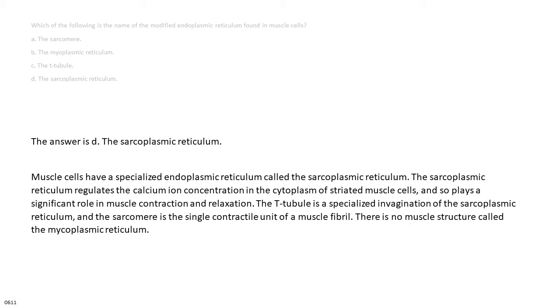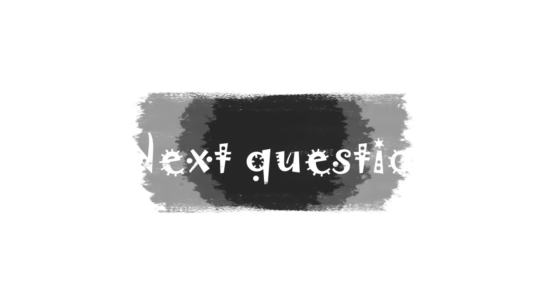The T-tubule is a specialized invagination of the sarcolemma, and the sarcomere is the single contractile unit of a muscle fibril. There is no muscle structure called the myoplasmic reticulum.